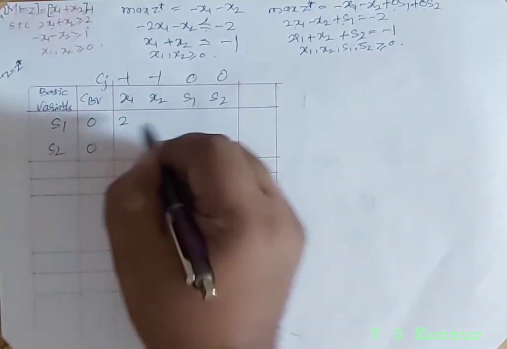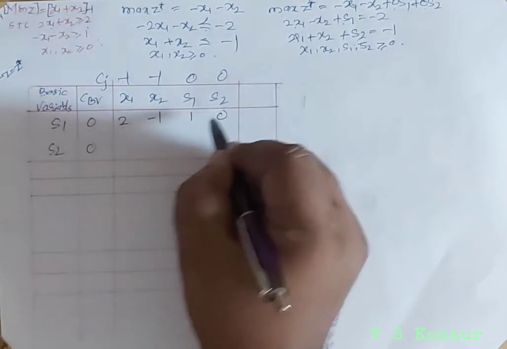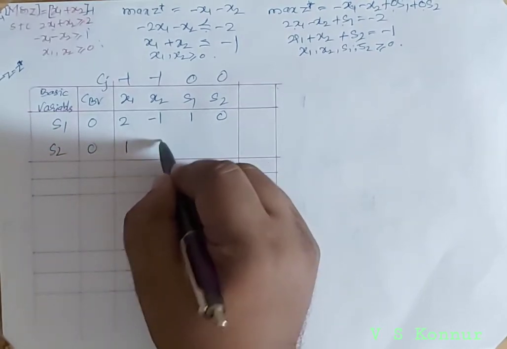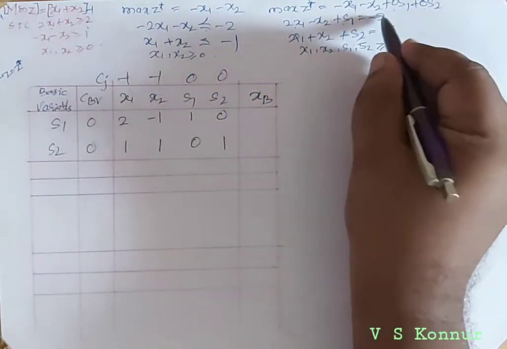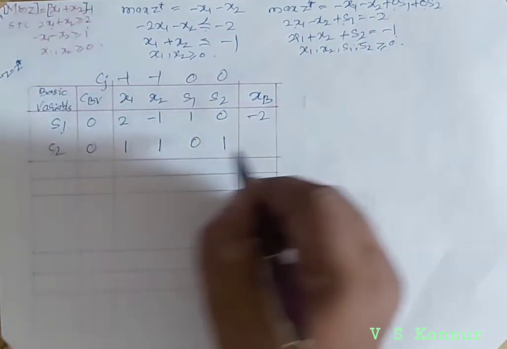It has 2, minus 1, 1, 0. Next has 1, 1, 0, 1. This is called xb, the right hand side: minus 2 for the first constraint, minus 1 for s2. Now this is the standard table we have found.